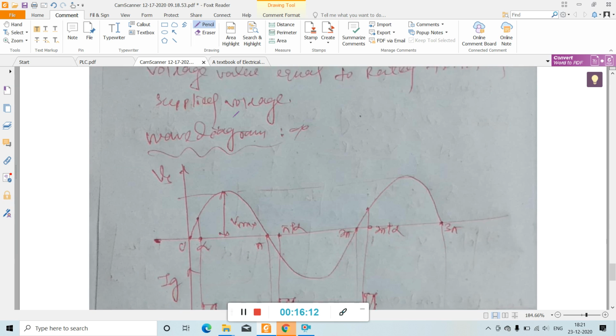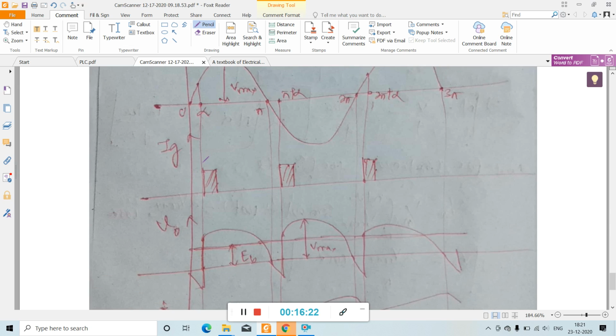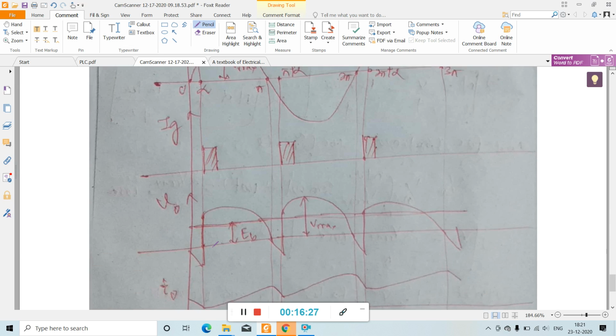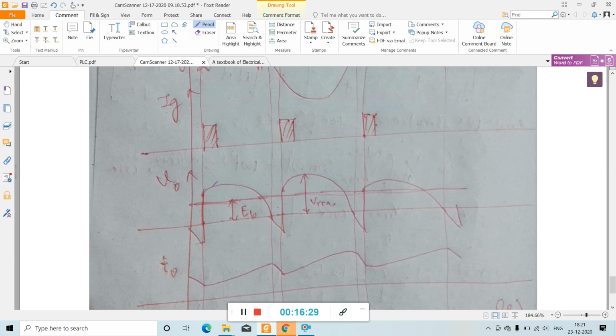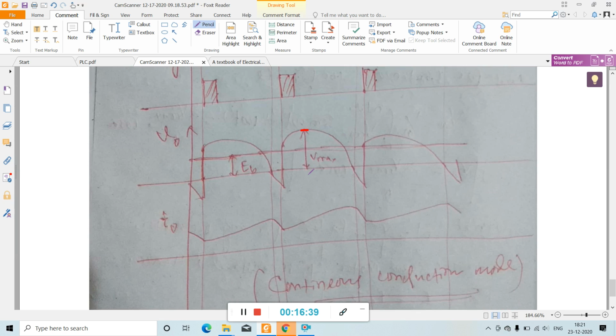So this is the waveform. This is the supply voltage, this is the V max level, and this is the alpha angle. At this alpha angle we give the gate pulse. After giving the gate pulse, this is the output waveform we have found, with the back EMF Eb level and the V max level. This is the continuous conduction mode we are studying.